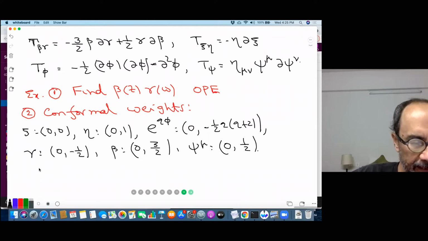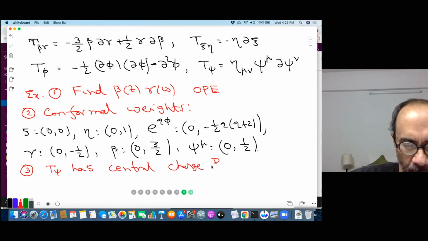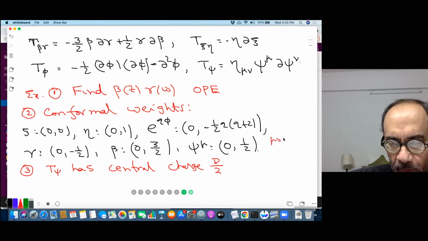Then the third exercise is to show that T psi has central charge d by 2. Mu here runs from 0 to d. Sorry, 0 to d minus 1. So mu goes from 0 to d minus 1. The total dimension is d.